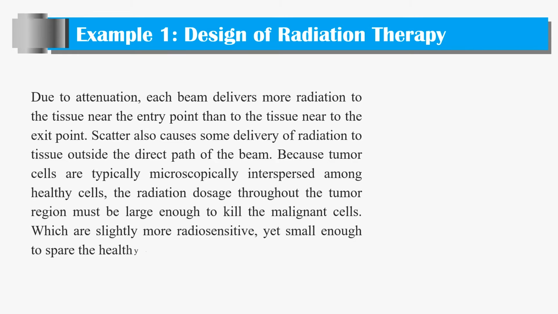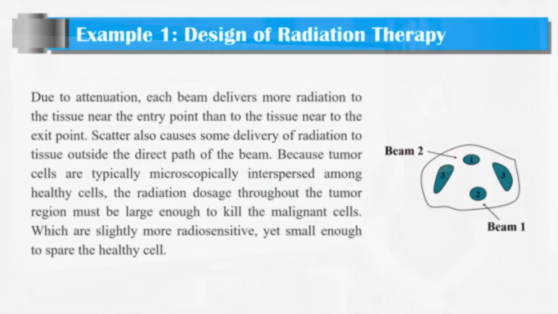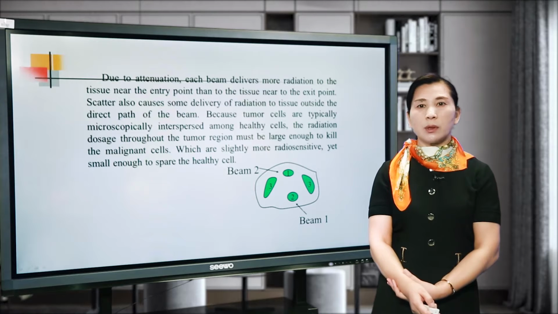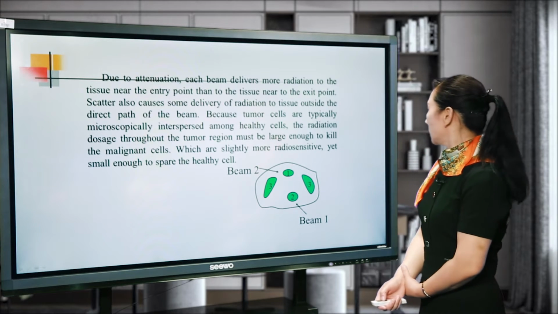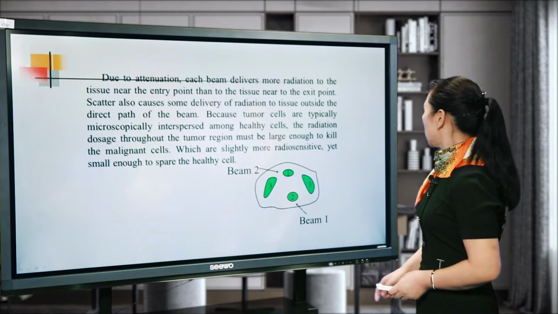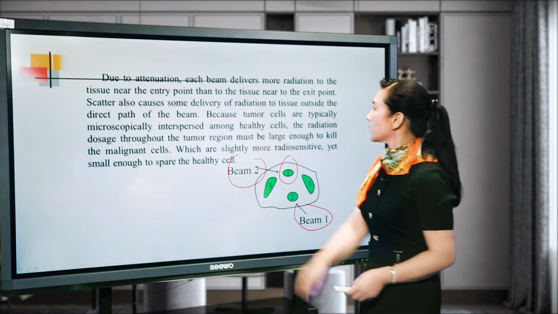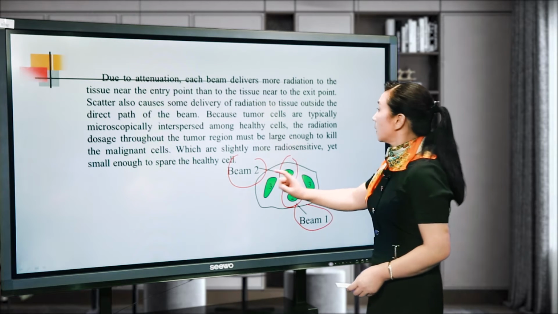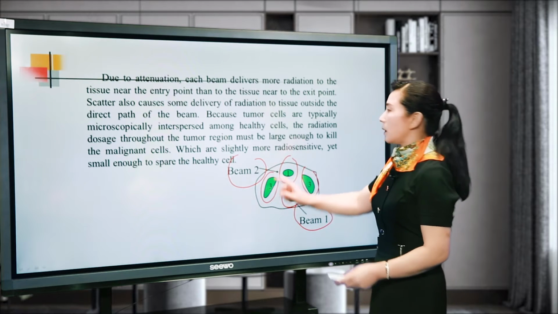Because tumor cells are typically microscopically interspersed among healthy cells, the radiation dosage throughout the tumor region must be large enough to kill the malignant cells, which are slightly more sensitive, yet small enough to spare the healthy cells. That is, this is beam 1, beam 2, and this is the tumor, this is the cancerous cells, and 3 is healthy cells.